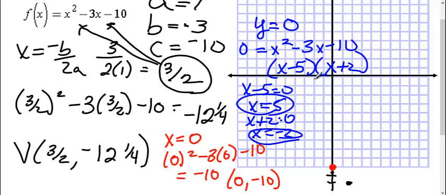So at negative 2, we're putting a dot. And x equals 5, we're putting a dot. 1, 2, 3, 4, 5. Okay, now we can connect all these dots to form my parabola.